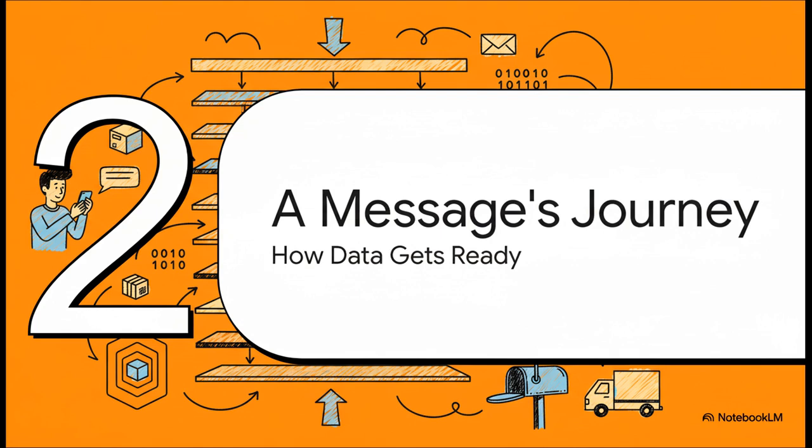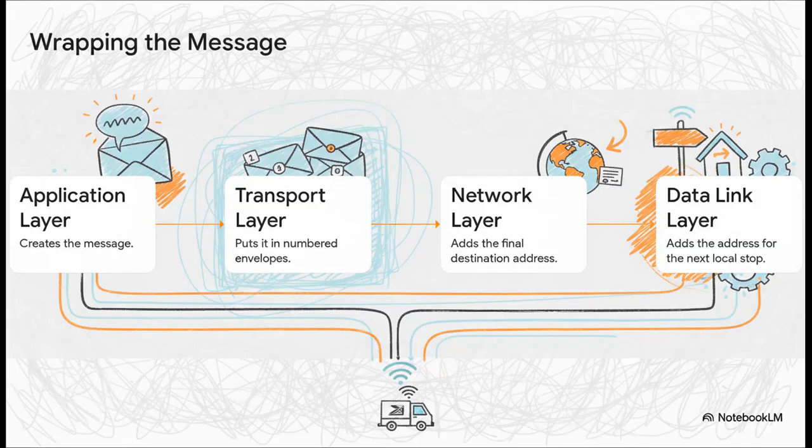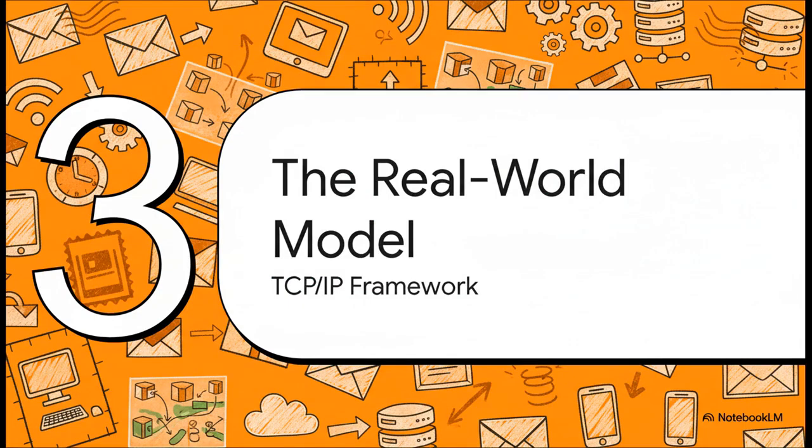Well, it happens through a process called encapsulation, which is just a fancy way of saying putting a letter inside a bunch of envelopes. Our postal analogy is perfect for this. See, as your message travels down through the layers on its way out, each layer wraps it in its own envelope, or header, with specific instructions. The application layer makes the message. The transport layer breaks it into numbered pieces. The network layer adds the final global address, and then the data link layer adds the local address for just the very next stop.